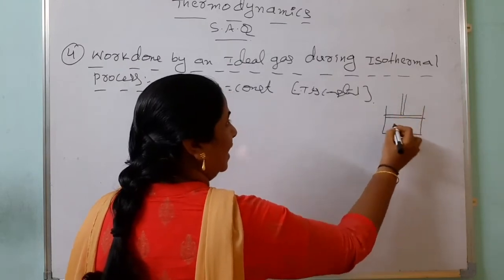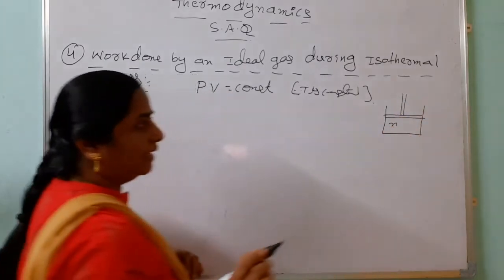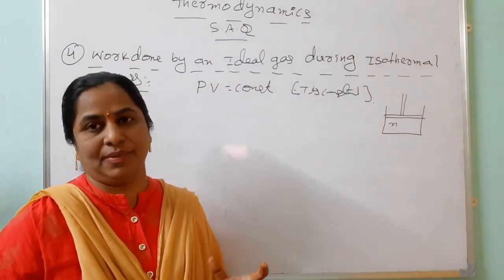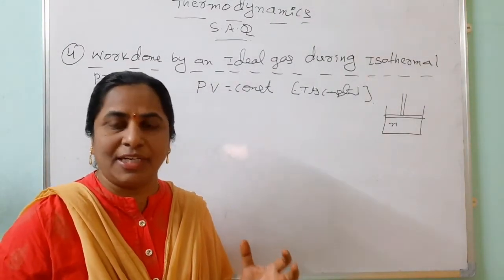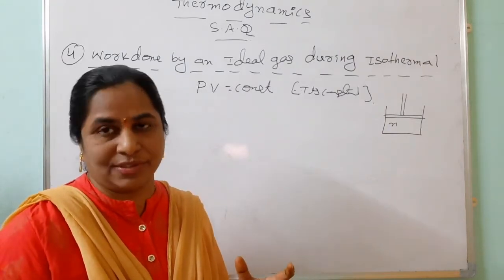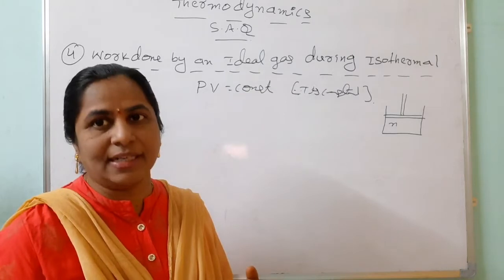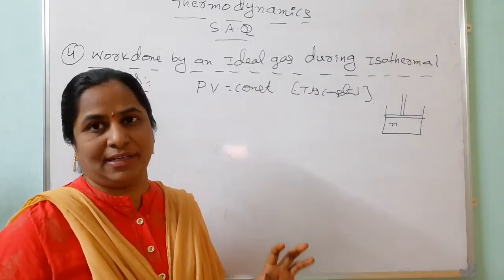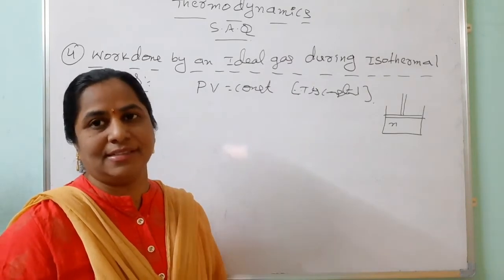It is having how many moles of gas? n is there, pressure is P, and change in volume. Here we can take it as change in volume. We remember that when we are finding the change in pressure, volume is constant. When we are considering the volume is changing, pressure is constant. In that entire experiment, temperature is constant.